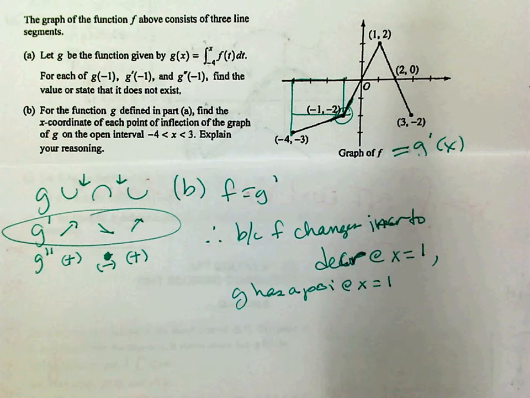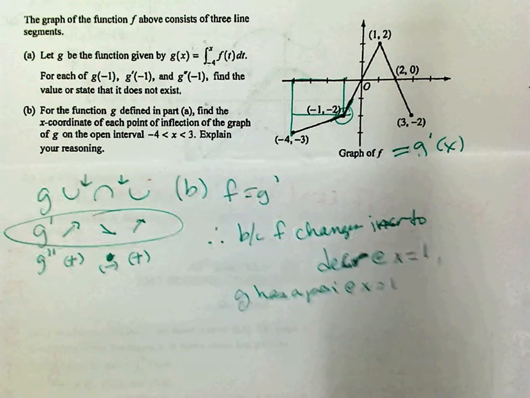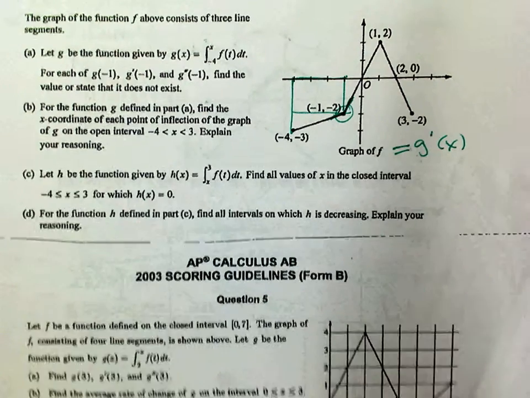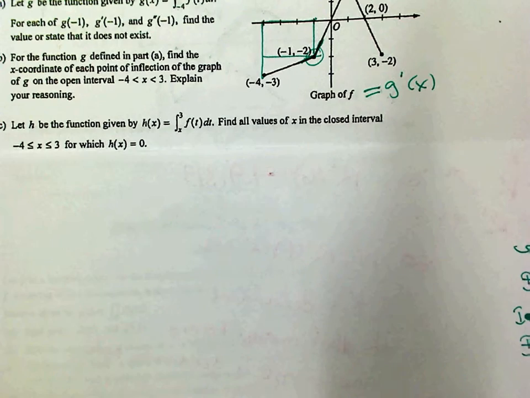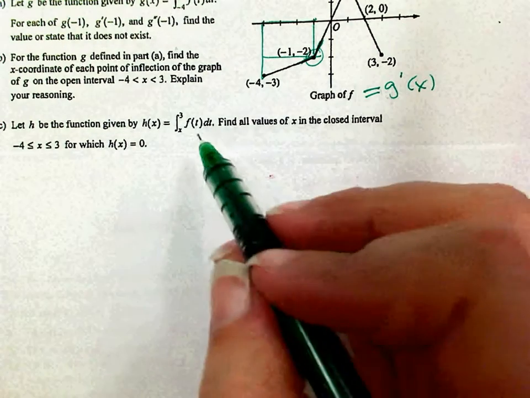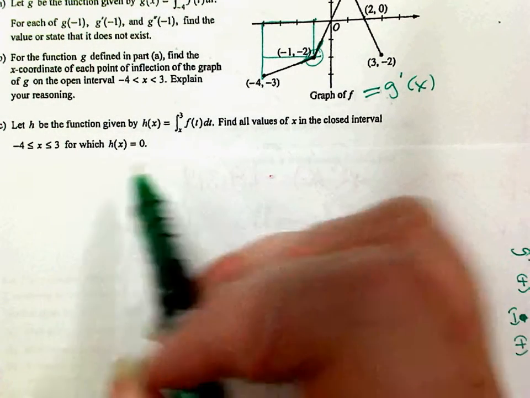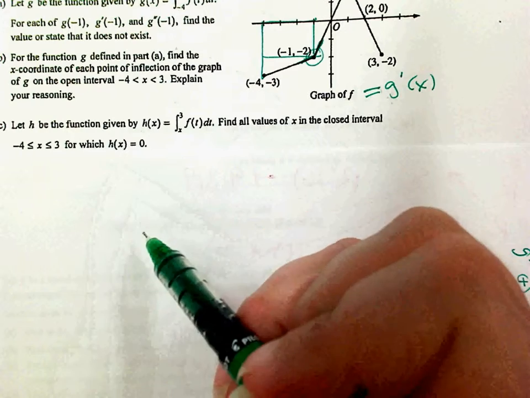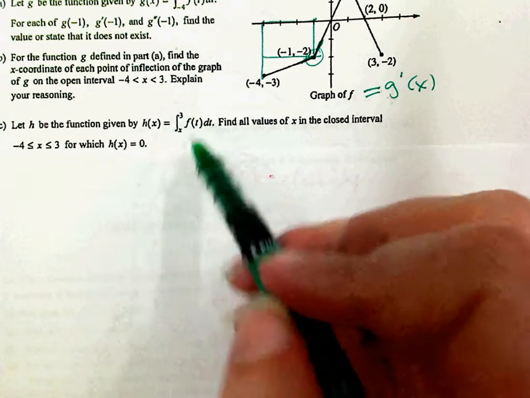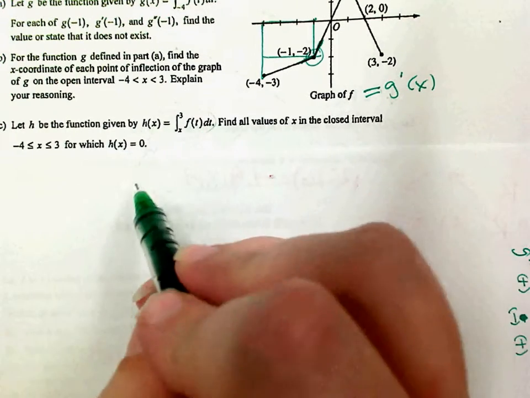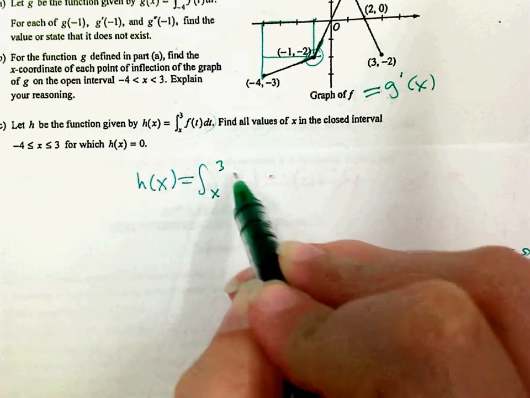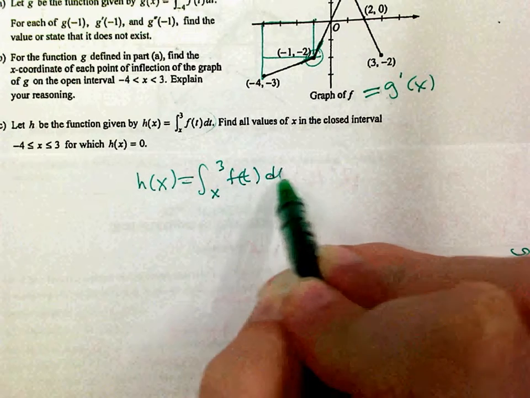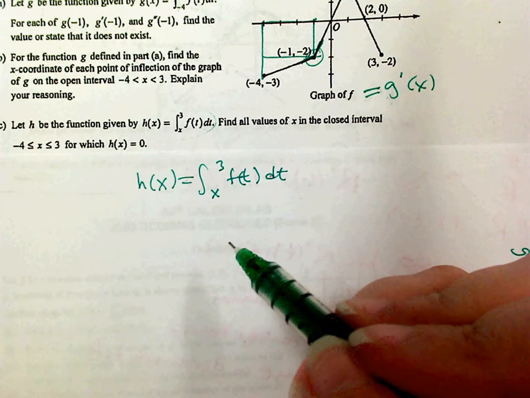Alright, let h be the function given by the integral from x to 3 of f of t. Find all values of x on the closed interval for which h equals 0. Okay, so tell me about this relationship. What are you going to do? Be careful, though. What's different? So h prime equals what?